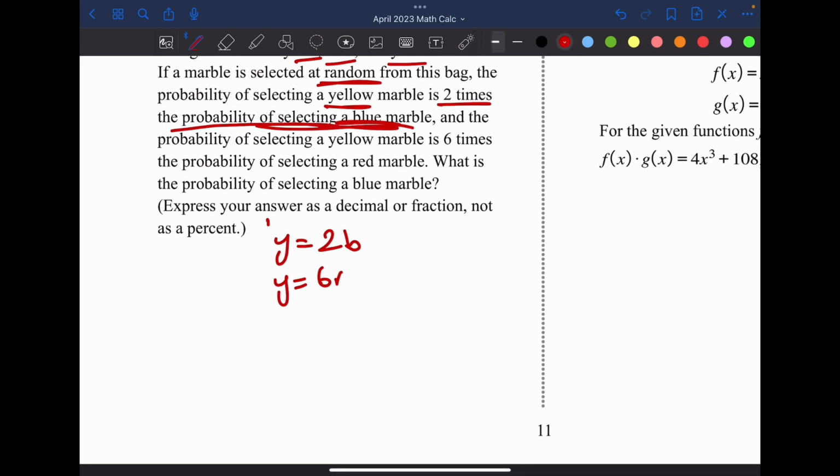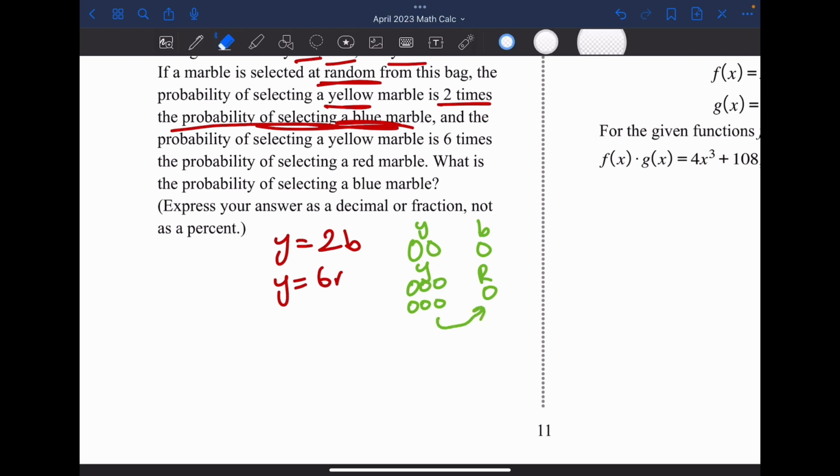If y is equal to 2b, if the chance of picking a yellow marble is twice the chance of picking a blue marble, that means there are twice as many yellow marbles as blue. So for example, for every 2 yellow marbles, you would have one blue marble. That makes sense because this is twice the chance of a blue marble. Let's do the exact same thing for yellow and red. For every 6 yellow marbles, we have 1 red marble. Once again, this makes sense because the value of y is 6 times the value of r.